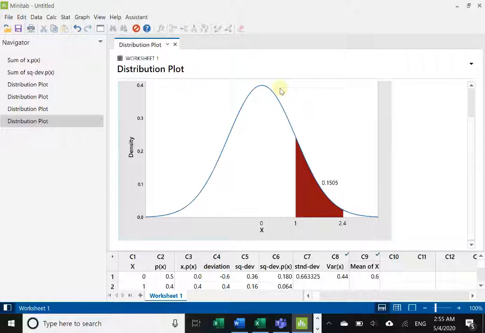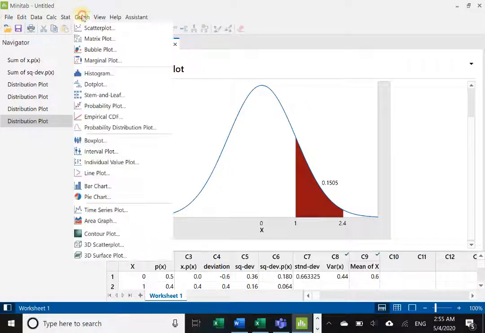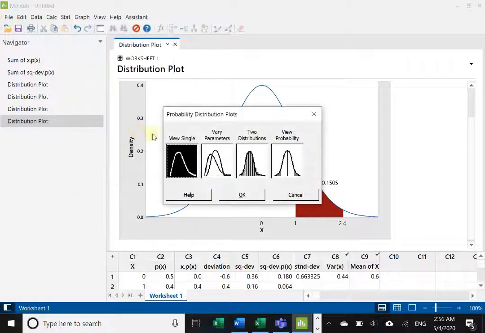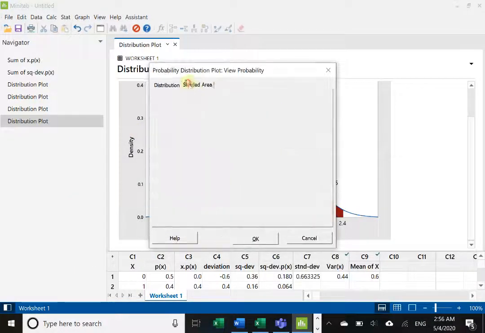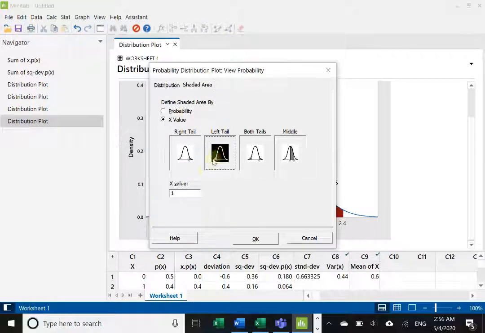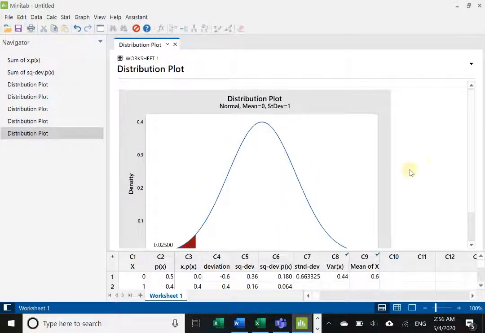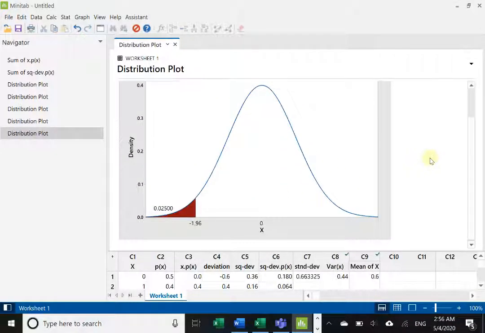Probability of a z less than negative 1.96. Graph, less than, so that means my shaded area is to the left. Less than the value, negative 1.96. And hit OK. And this one is 0.025.